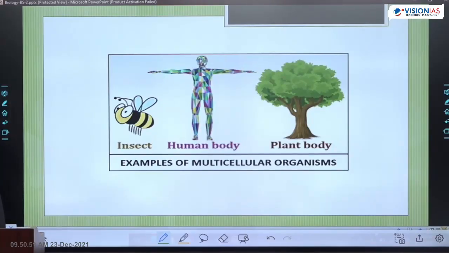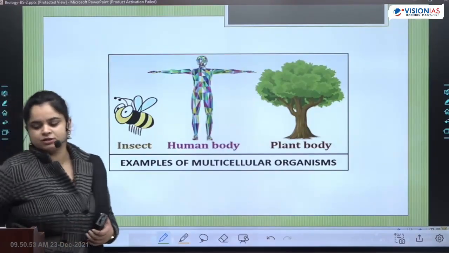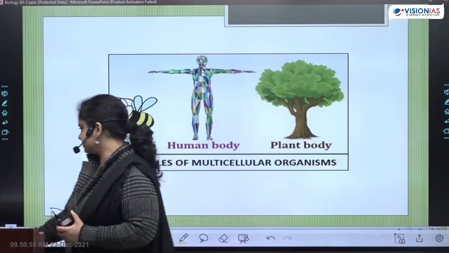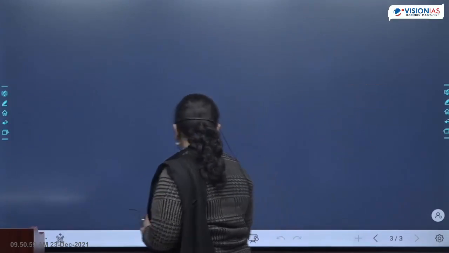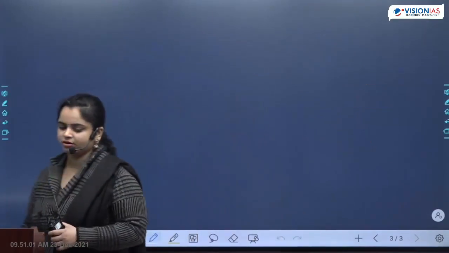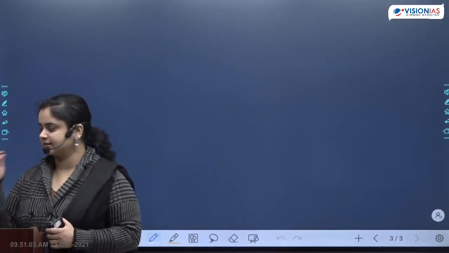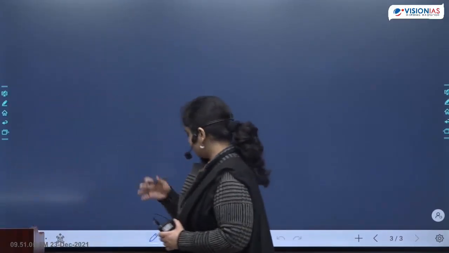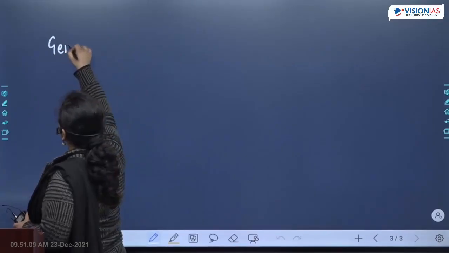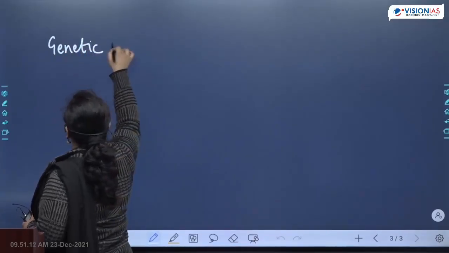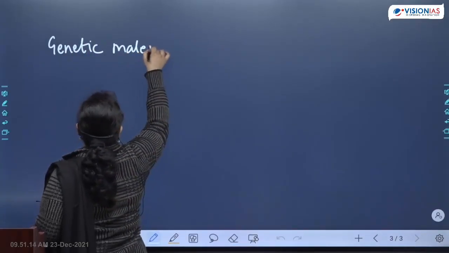Now we are going to do one more categorization of organisms, which is going to be based on its internal organization. But before we go into that, we need to know a few terms. First is genetic material.